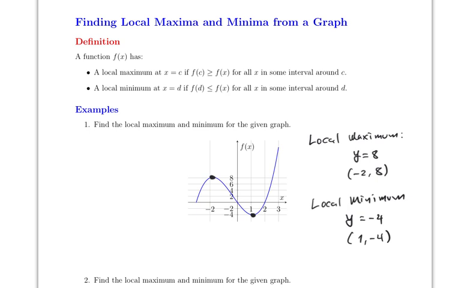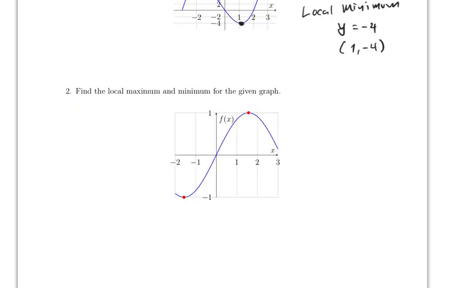So therefore, if I ask you what is the maximum, you can say the maximum is y, but you have to emphasize y equals 8. Or you can say it's the point (-2, 8). Either way is correct, or the same thing for the minimum. Okay? All right, so here, clearly, which one is the local maximum?